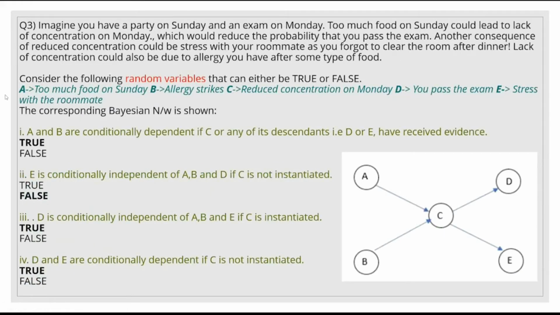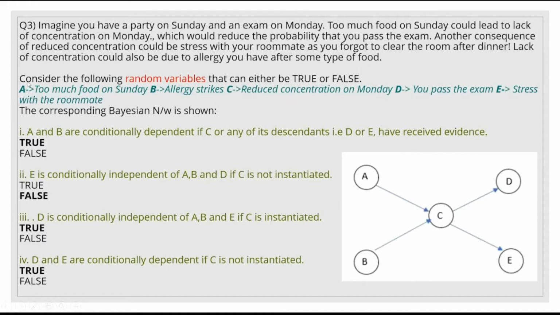Now imagine we have a party on a Sunday and an exam on Monday. Too much food on Sunday could lead to a lack of concentration on Monday, which would reduce the probability that you pass the exam. Another consequence of reduced concentration could also be stress with your roommate, as you forgot to clear the room after dinner. This lack of concentration can also be due to an allergy that you have after you eat some type of food items.